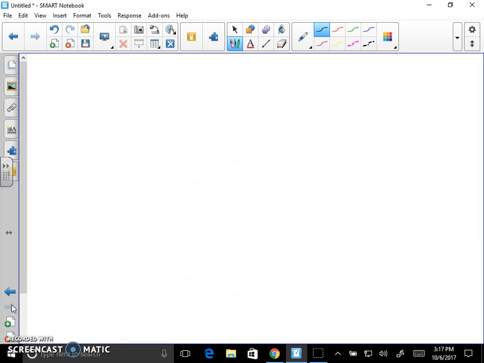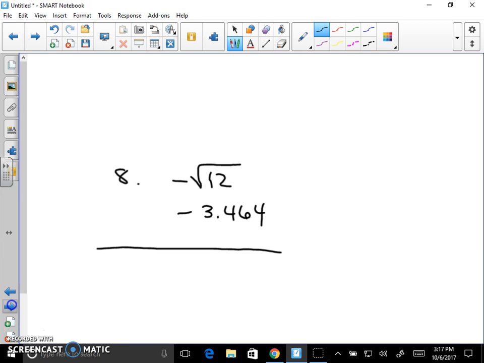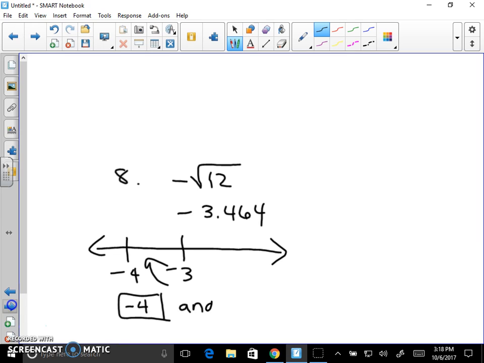All right, we're on number 8. Number 8, negative square root of 12. So the answer is definitely negative. Square root of 12 is 3.464. Draw yourself a number line. So you have a negative 3 and a negative 4. So it's in between here somewhere, right? So when you fill in these boxes, you don't want to get this wrong. Read from left to right, negative 4 and negative 3.